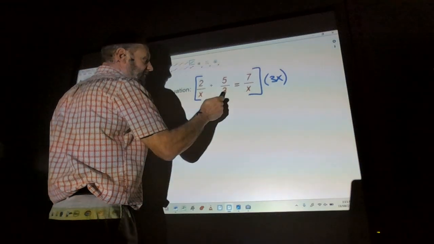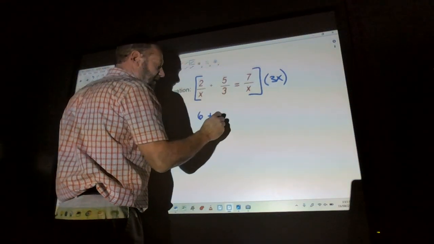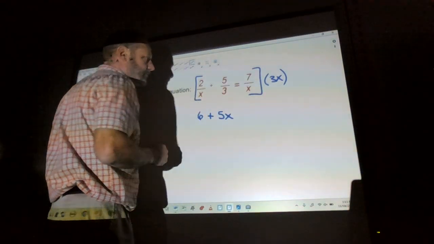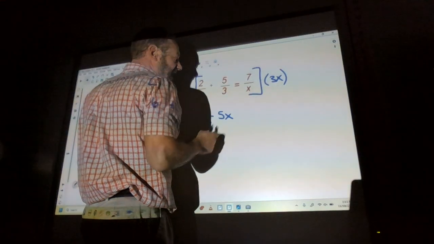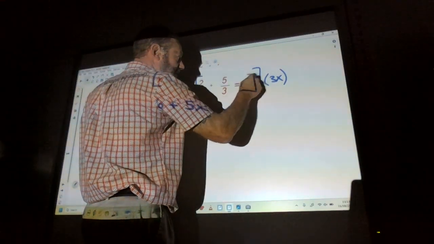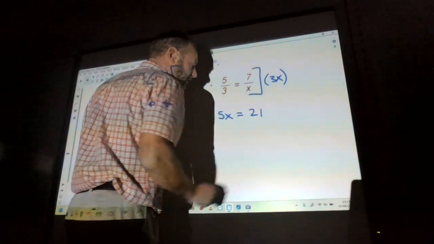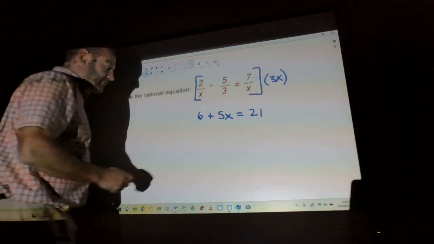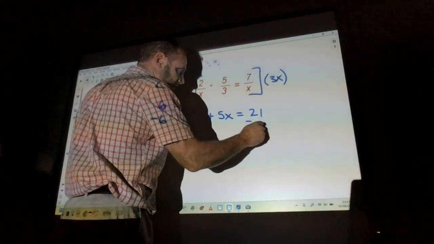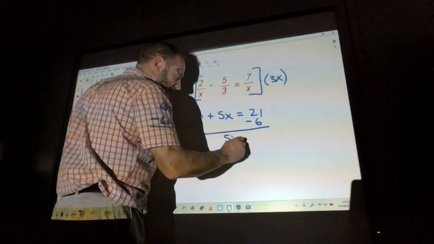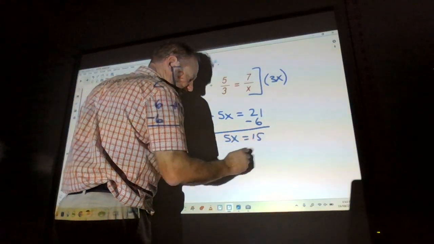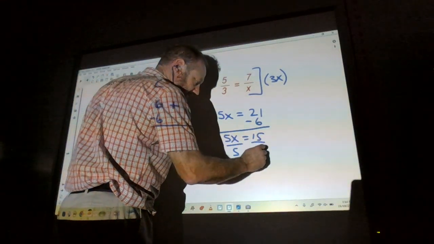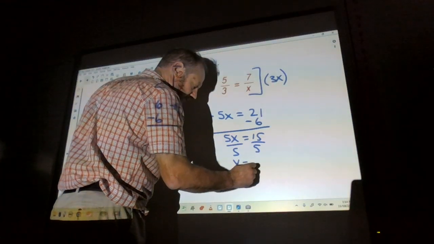The 3 is going to cancel that 3 and leave me with an x times 5, which is 5x. And the x is going to cancel that x over here and leave me with 3 times 7 is 21. And now I've got a much easier problem to solve. Okay, subtract 6, 5x is 15, and then divide by 5, and x is 3.